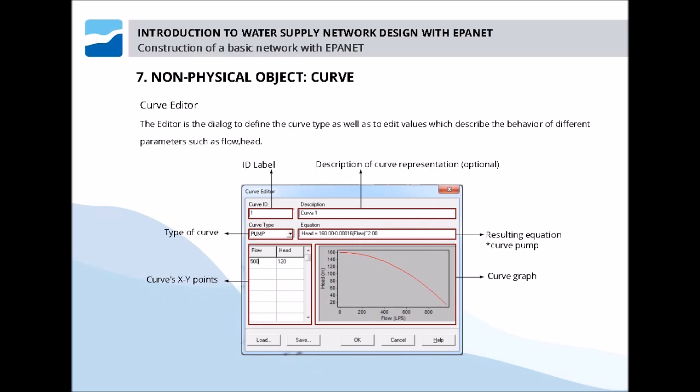The following slide tells us about the curve editor, which is a dialog to define the curve type and to edit values describing the behavior of different parameters. We can see here all the fields: ID label, description of curve representation, type of curve, data, the resulting equation, and a curve graph.